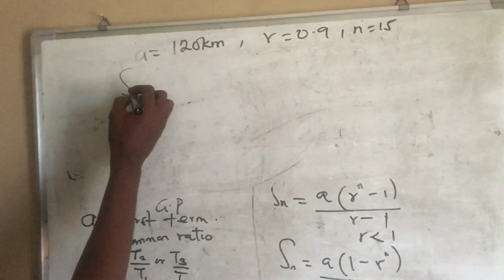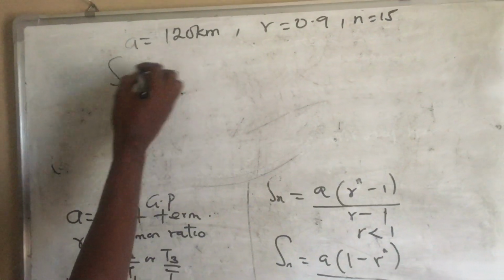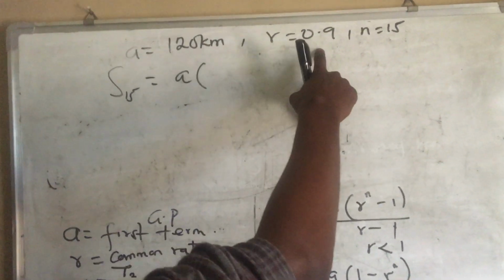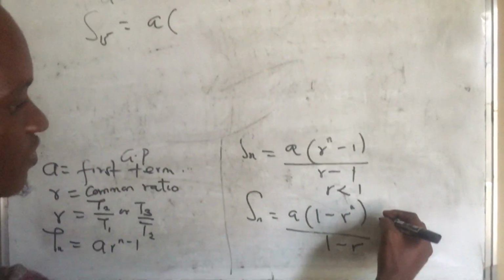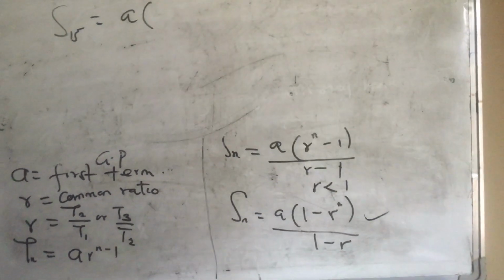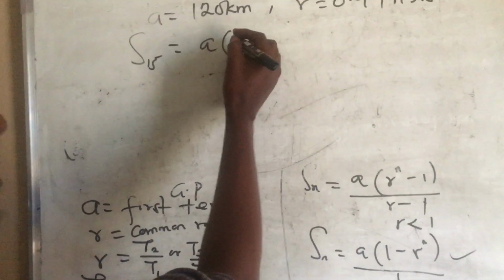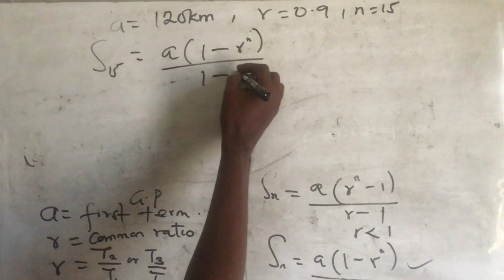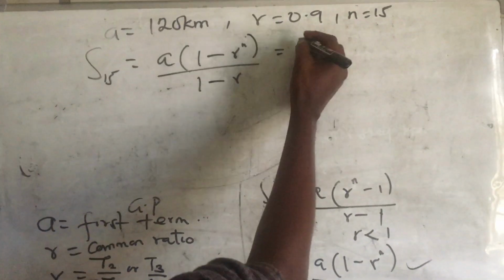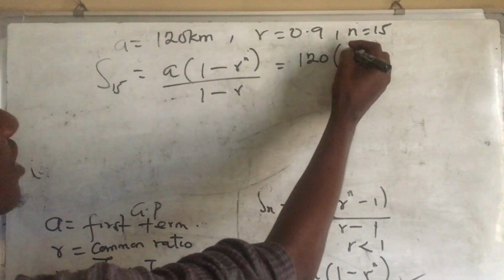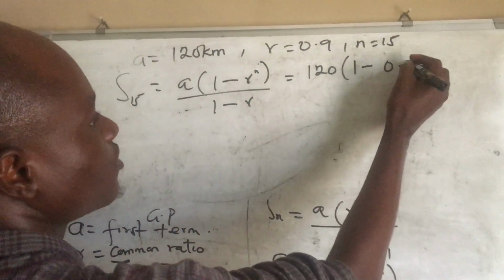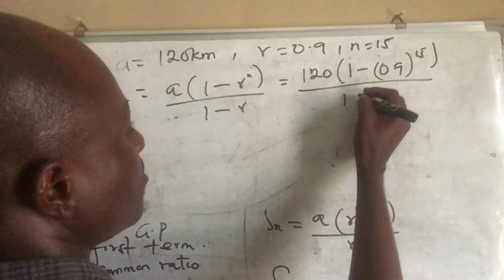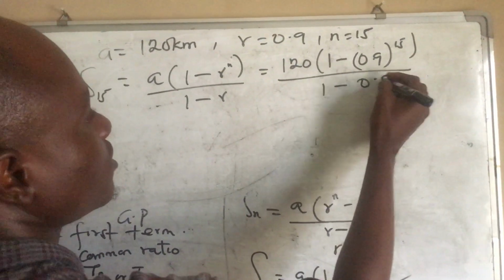So that means our S15 will be equal to A into bracket. Now look at this, our R is less than 1. So we are going with this formula, which is A into bracket 1 minus R raised to power n over 1 minus R. And that gives us 120 into bracket 1 minus 0.9, all raised to power 15, divided by 1 minus 0.9.